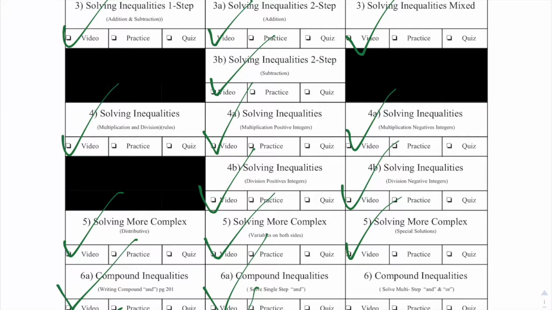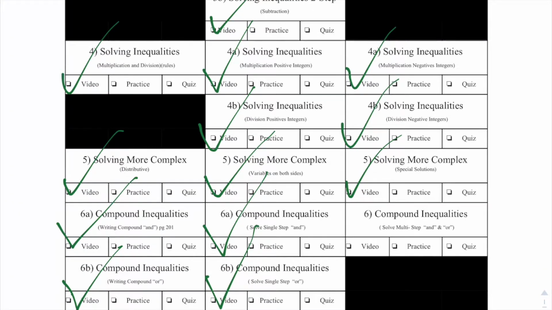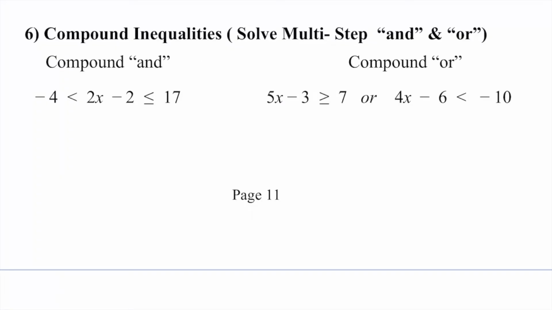Hello, Algebra 1 students. We are in Unit 4, Tier 3, Lesson 6, Compound Inequalities. Let's check off our booklet. Here we are, Algebra 1 students, in the last lesson of this booklet, Tier 3, Lesson 6, Compound Inequalities, solving multi-step and/or compound inequalities. So I'm actually going to do the easier one first.